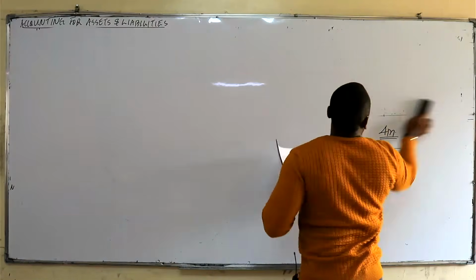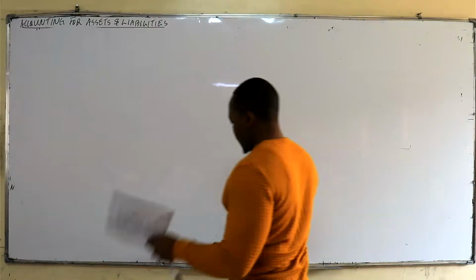Let's proceed. Look at IFRS 6. Now, on page 27, look at the exploration and evaluation of mineral resources. That's under IFRS 6. So, accounting for exploration and mineral resources.